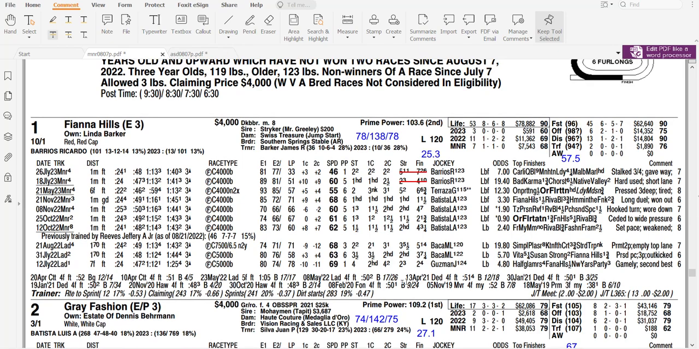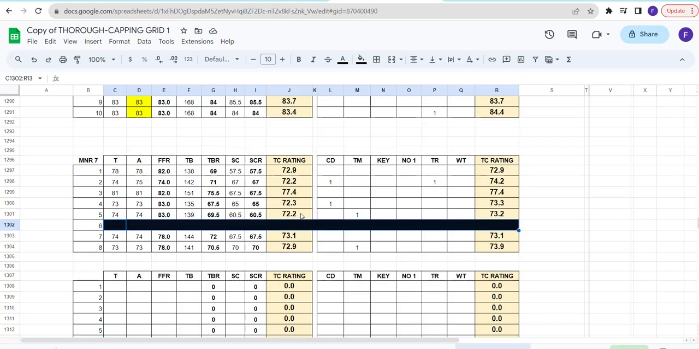All right, so let's go to the grid here. Let's take a look at this grid. All I did was plot. I did not paint anything yet.